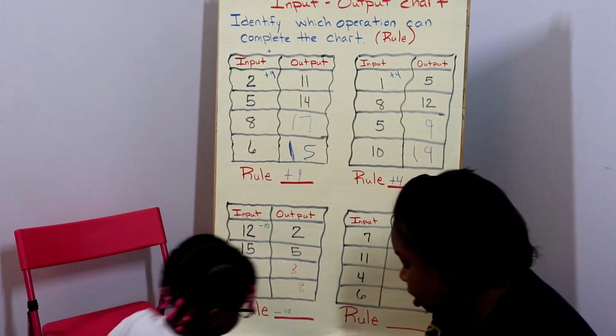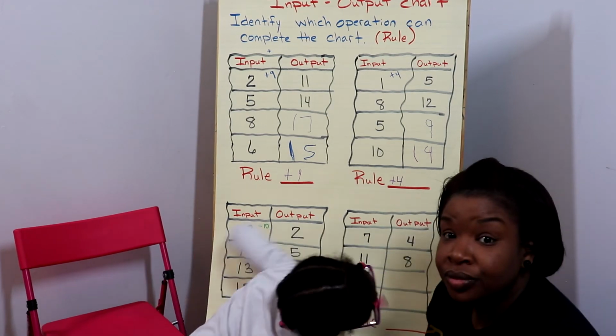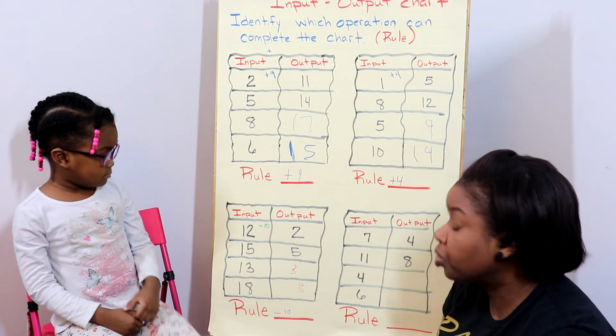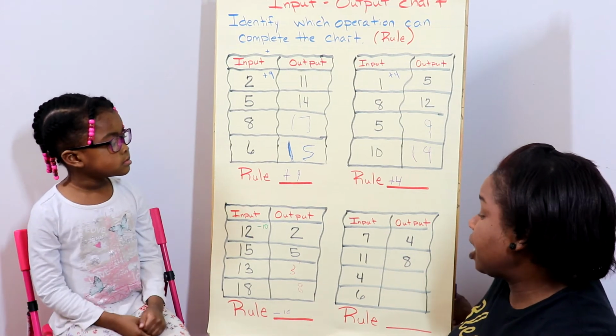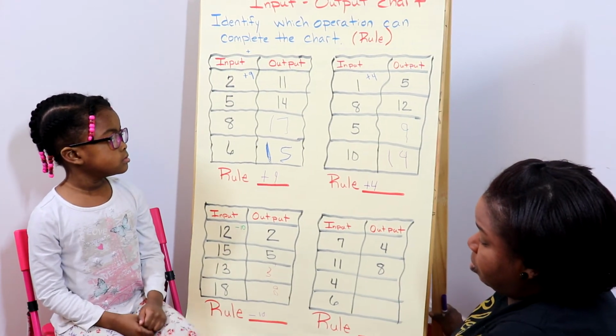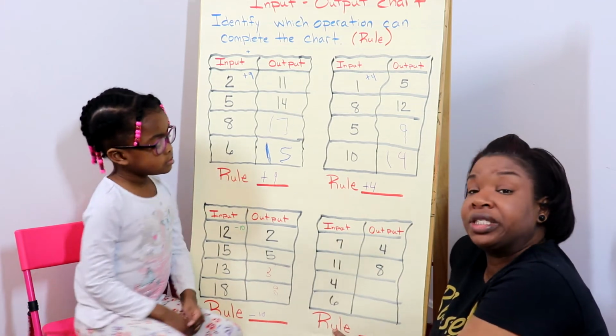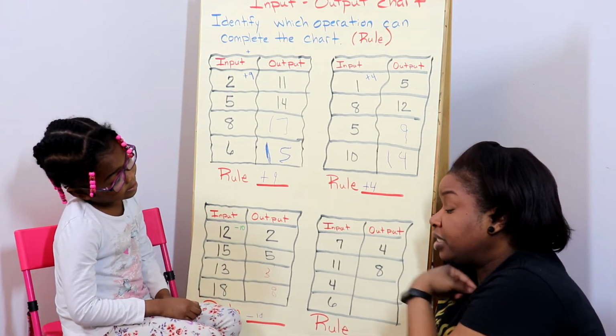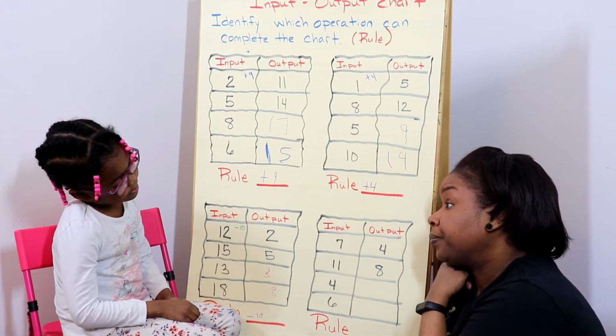Now, we have one more and then we're done. We're going to do the last one. Now, we have our input side. We have our output side. And it's still the same.